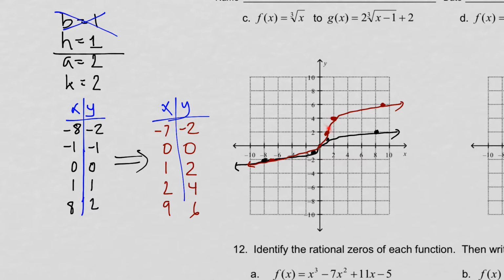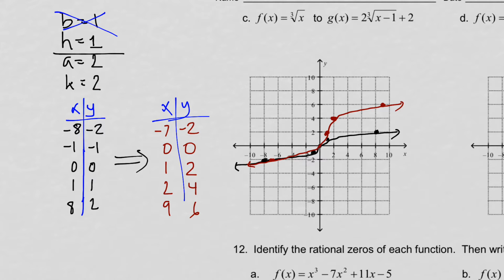For example, look at these 3 points that are in a line, and these 3 points for the black line that are in a line. The center point pretty much tells you what happened, what moved. It looks like the point that used to be here moved to the right 1 and up 2, which is exactly what we expect right here. H is 1, K is 2. That means a shift to the right. That means a shift up.